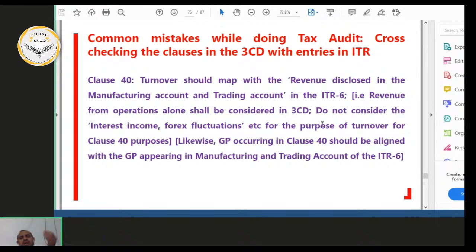In simple terms, whatever is reported in the manufacturing and trading account, those receipts only count for the purpose of numerator or denominator, as the case may be, denominator, sorry, when you are calculating the turnover. So you have to be very careful when you are doing this. The items appearing in manufacturing and trading account, that only you have to consider.